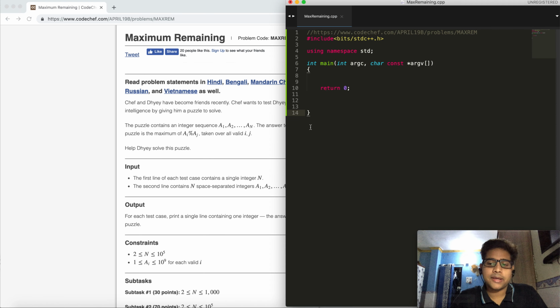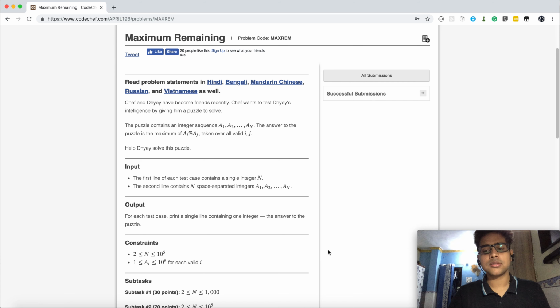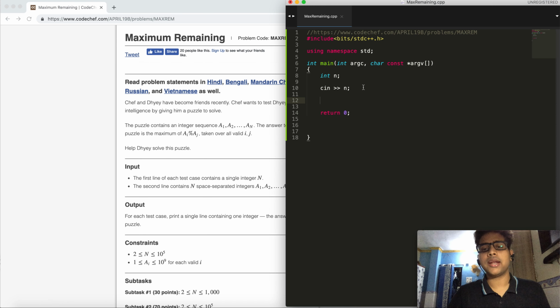So I'll open the Sublime Text here, and okay, the input. The first line of each test case contains a single integer n, so int n. Let's take that input cin n. Now what they are saying is the second line contains n space separated integers, so let's take those n numbers.